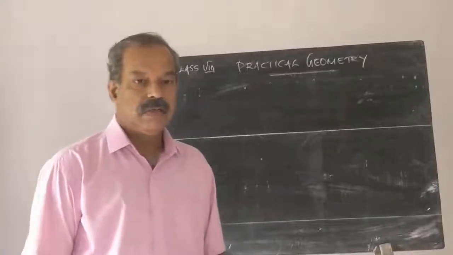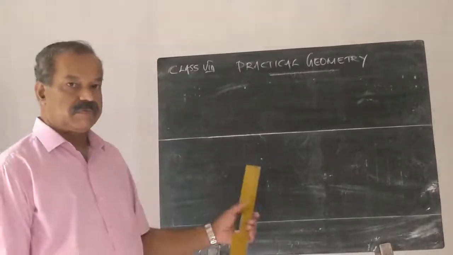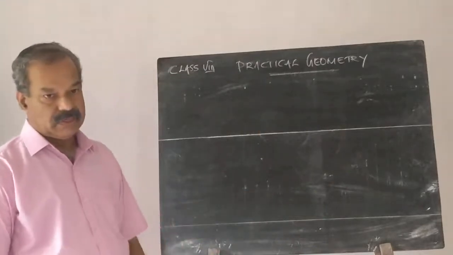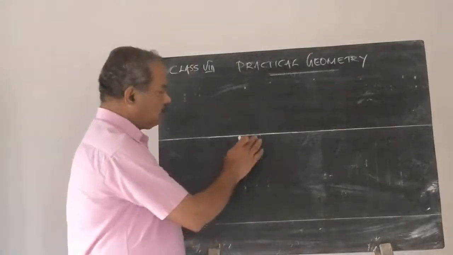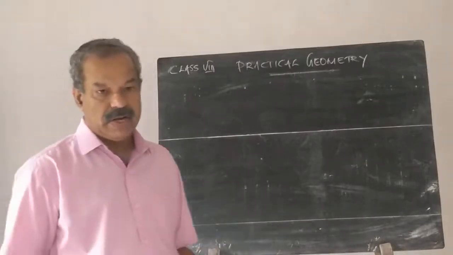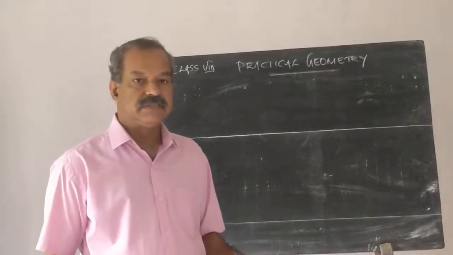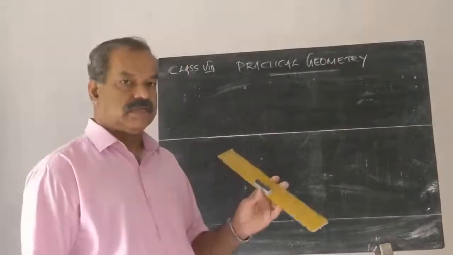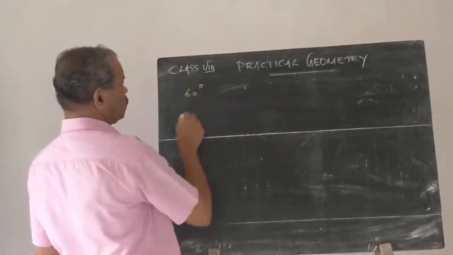Dear children, we are going to learn some constructions. In the fourth chapter, we have some constructions, construction of quadrilaterals. Before going to that, let us see some basic constructions. You know how to construct a triangle or an angle of measure 60 degrees, 30 degrees, 90 degrees, 120 degrees, 75 degrees, 105 degrees, etc. Let us see how. First, 60 degrees.